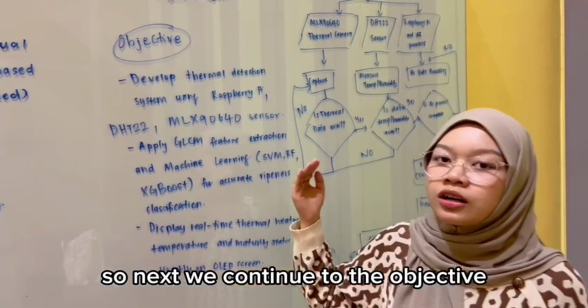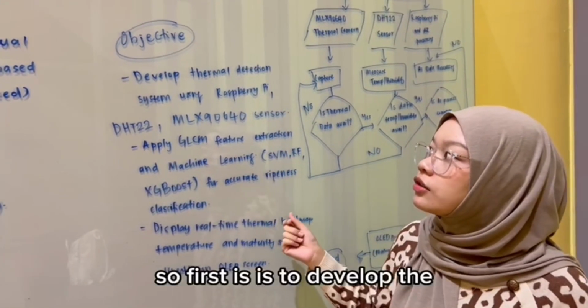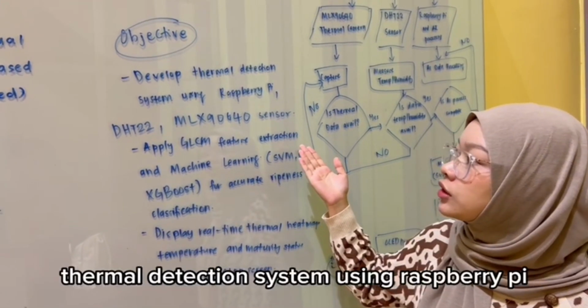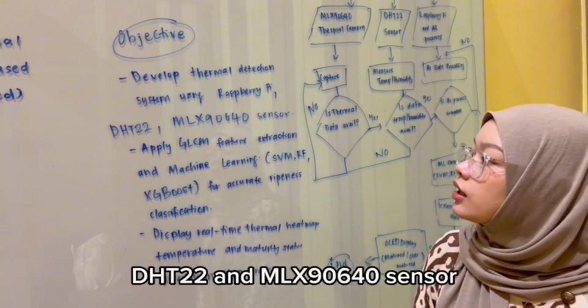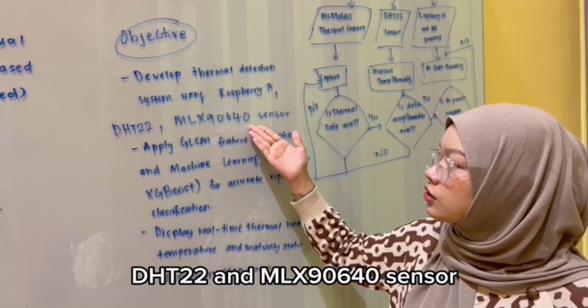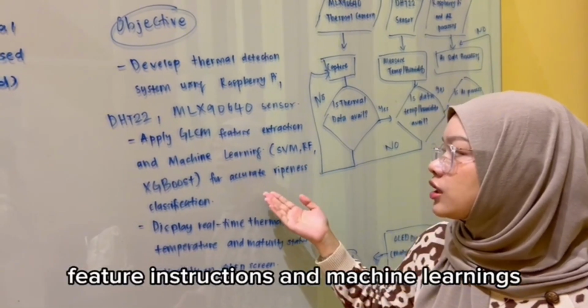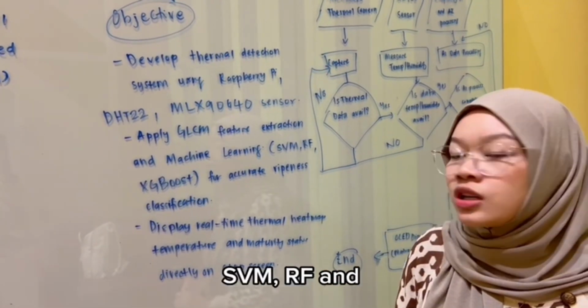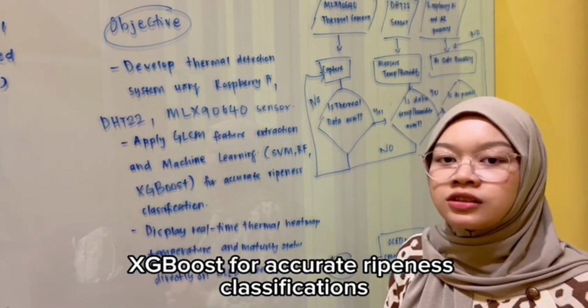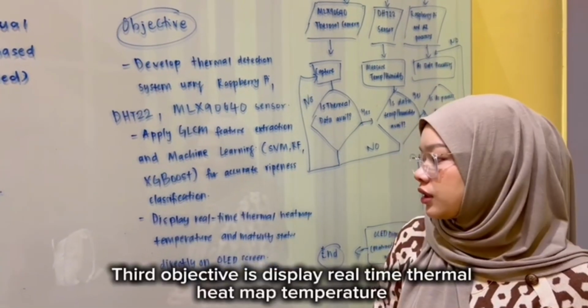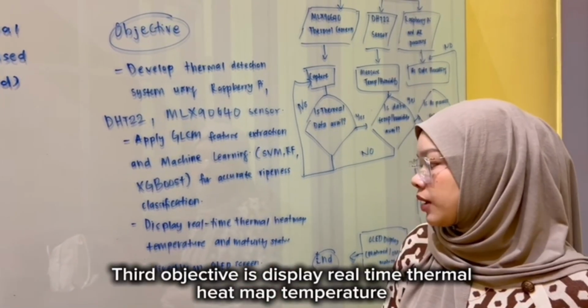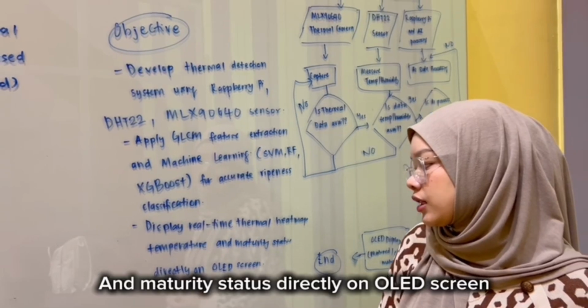So next, we continue to the objective. First is to develop the thermal detection system using Raspberry Pi, DHT22, MLX90640 sensor. To apply the GLCM feature extraction and machine learning, SVM, RF, and also XGBoost for accurate classification. The second objective is to display the real-time thermal heat map, temperature and measure status on the OLED screen.